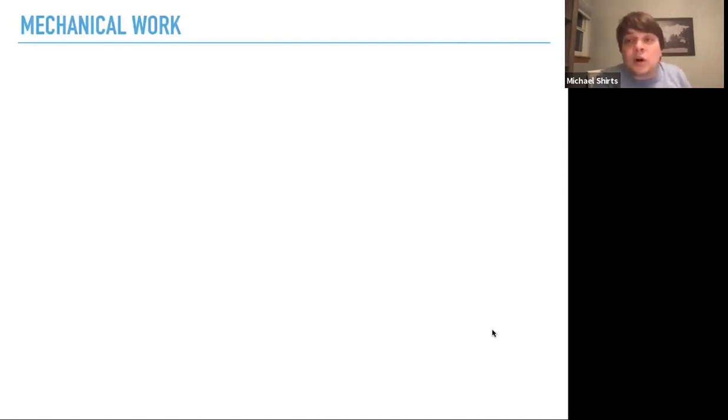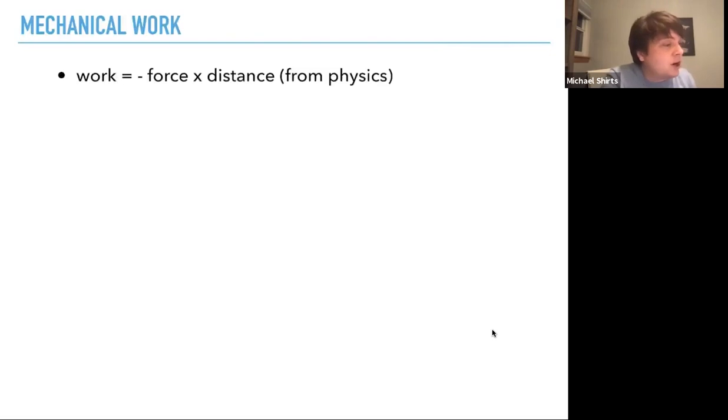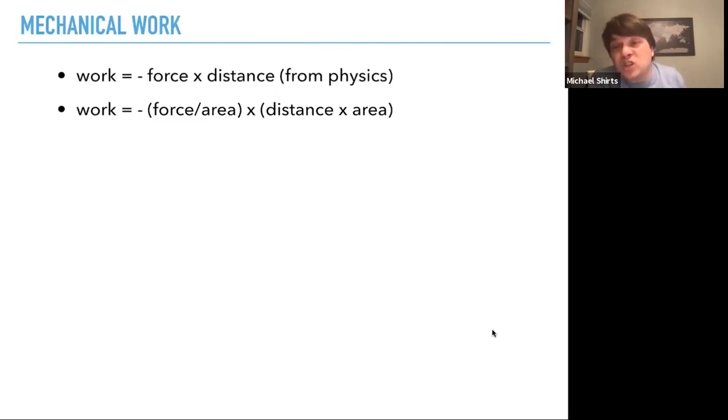So mechanical work, the definitions coming straight from physics: work is equal to minus the force times the distance. You exert a force over a distance, that takes energy, and that is how we usually quantify mechanical work. But you can turn this around and see the sort of work that happens a lot in chemical systems. If you divide the force by area and multiply the distance by the area, force per unit area is pressure, and distance times area is volume. So pressure-volume work is really the same thing as force-distance work. The units are exactly the same.